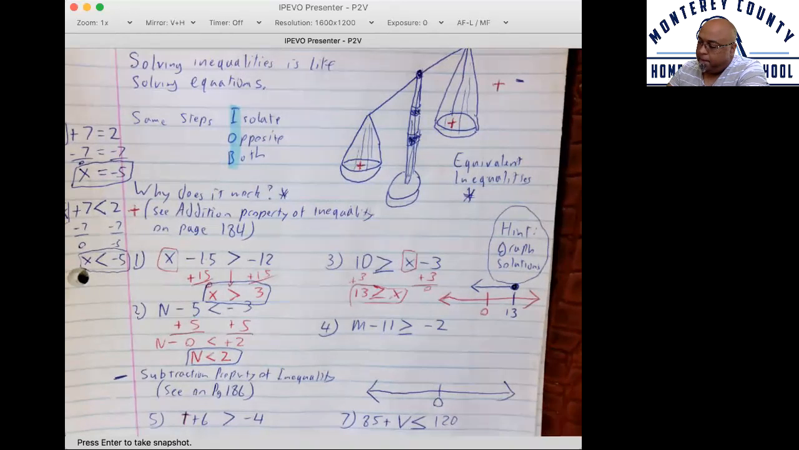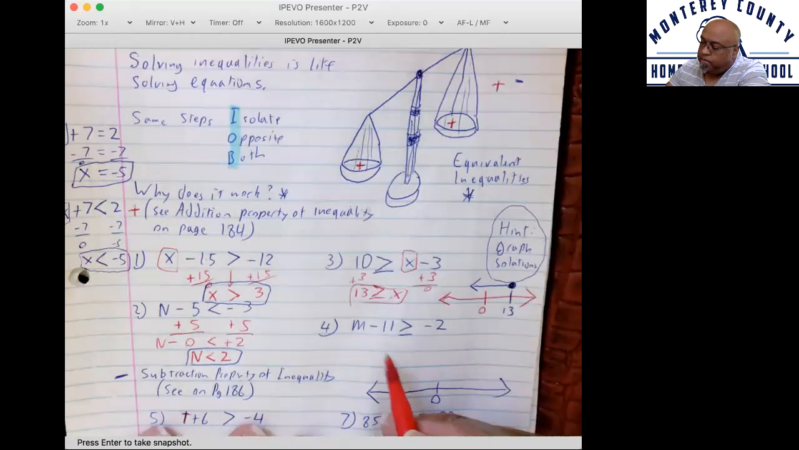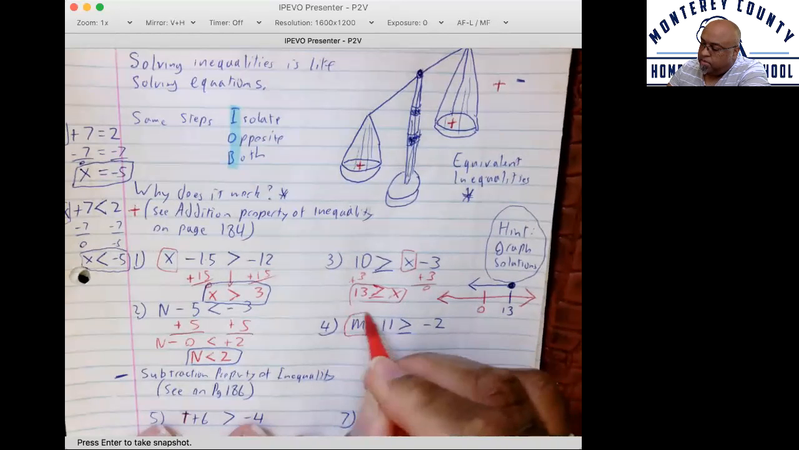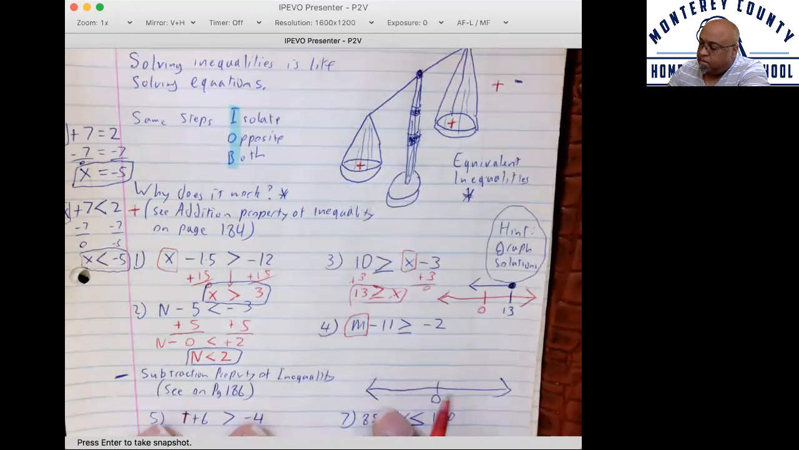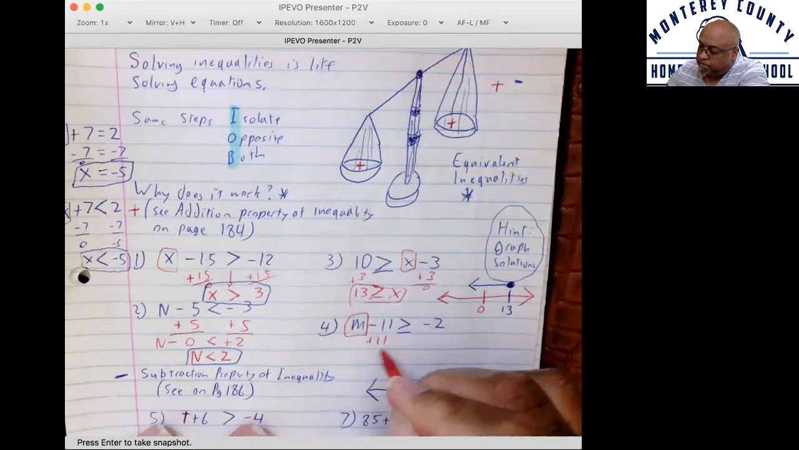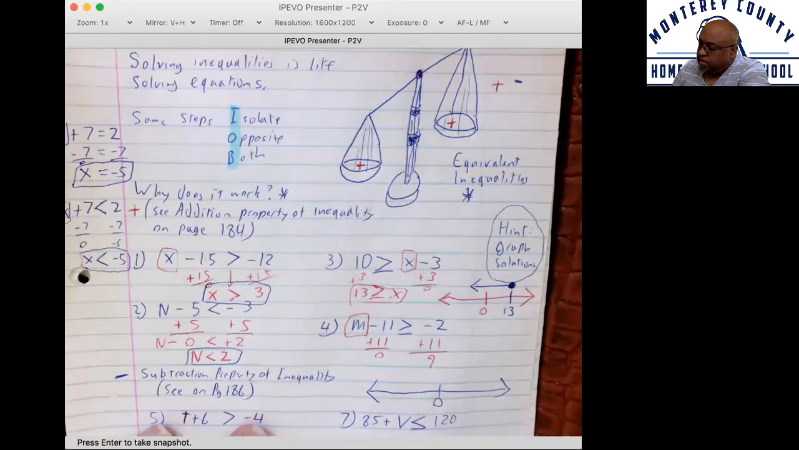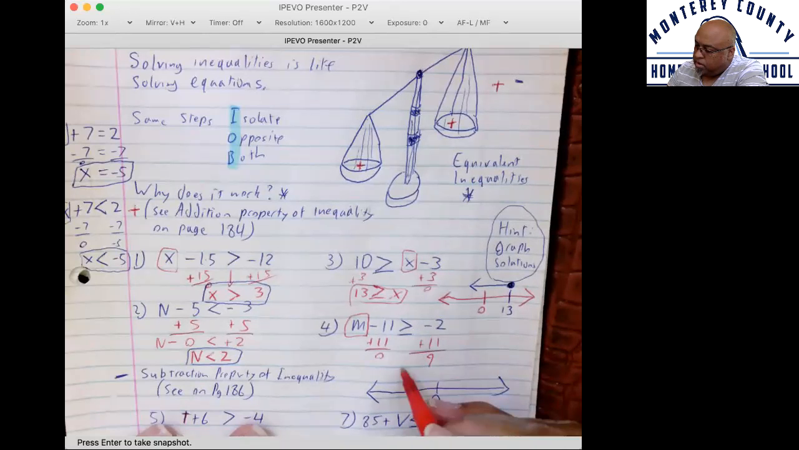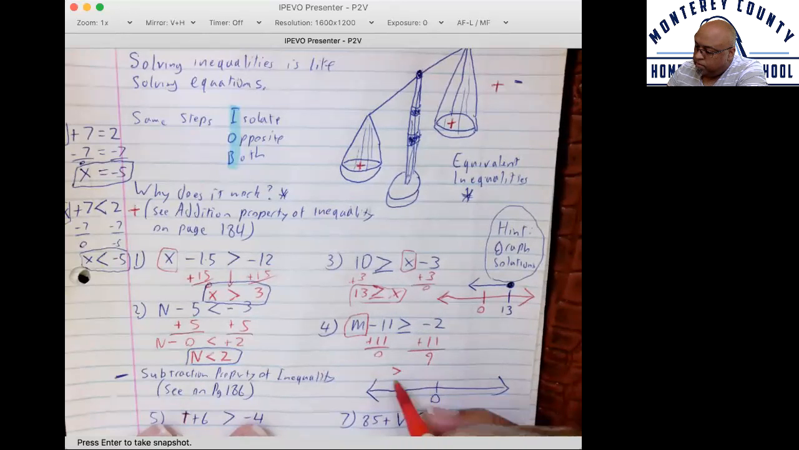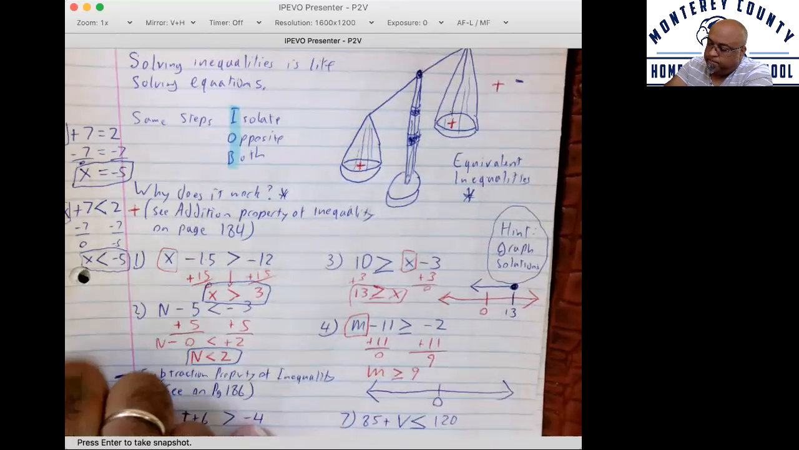Let's move on. Let's do question 4. Isolate the variable, in this case the variable is m, by opposite operation to both sides of the inequality. Now I'm going to rewrite my inequality symbol, and I'm left with m is greater than or equal to positive 9.